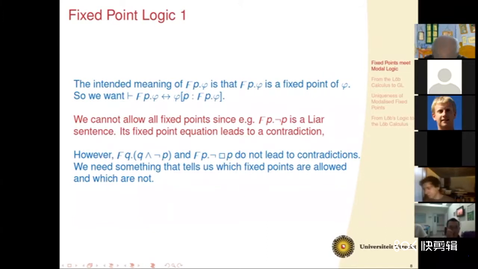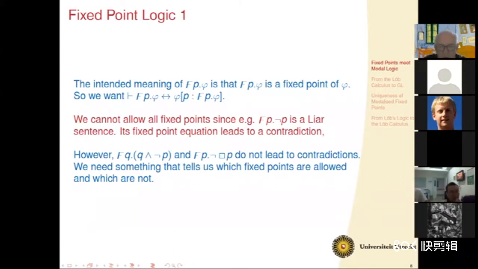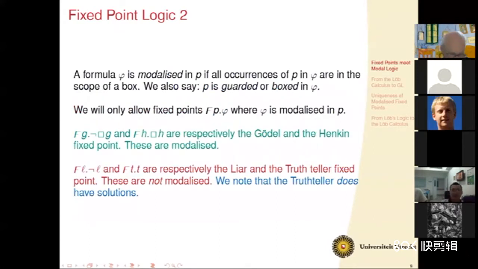So the upshot is that we cannot simply define our logic adding all the fixed point equations. We need some restriction on the class of formulas for which we allow equations. We need something that tells us which equations are allowed and which are not allowed. Now, there are several choices for this, and we will zoom in on just one of those choices. The other choice also gives a great logic of fixed points, the mu calculus, but we are not going to look at that. That will be mentioned in my proof series seminar talk.